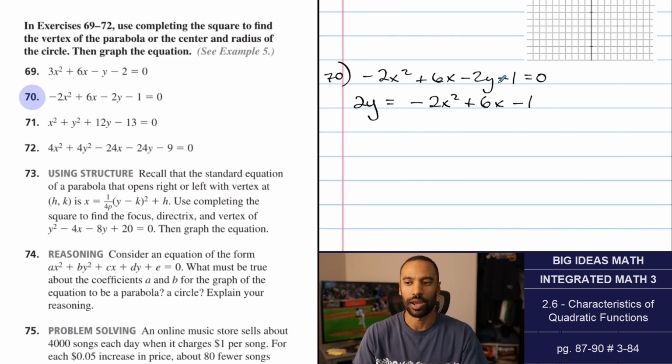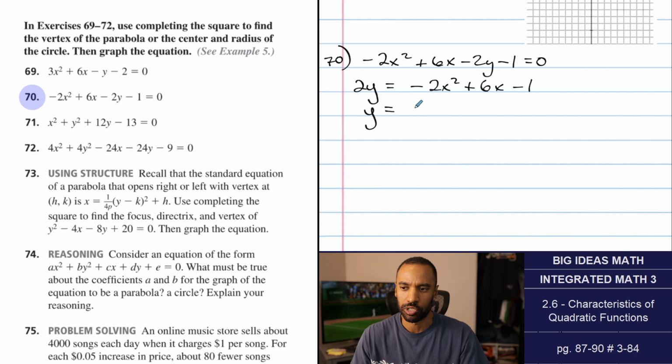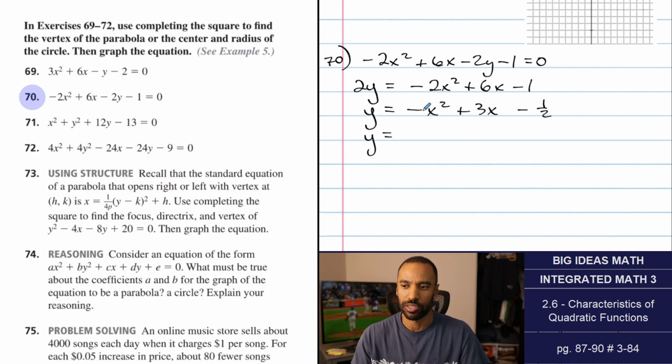Now, before I complete the square, it's your choice. I'm going to divide by 2 now. I don't know if that's better or worse. Just get this in standard form. I get negative 1x squared plus 3x, but this is minus 1 half now. Whatever. I still got to complete the square, though, which means I still have to factor this negative out. Not from all three terms, just from these two terms.